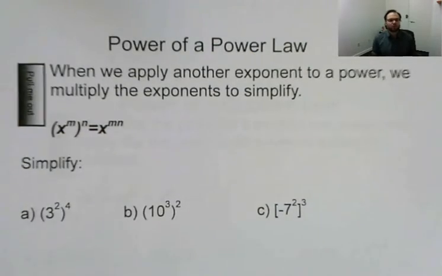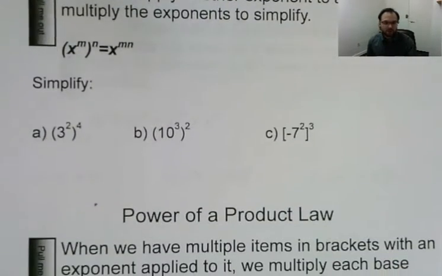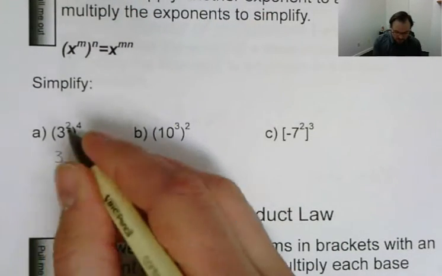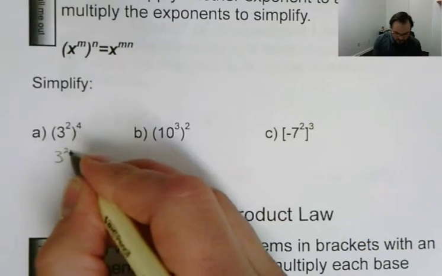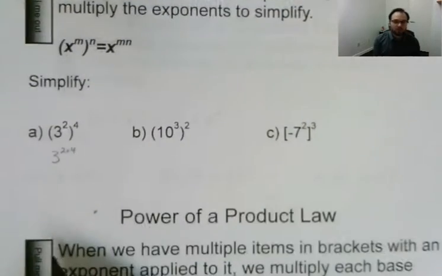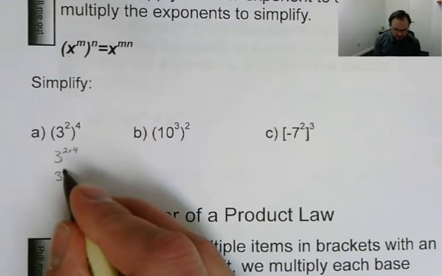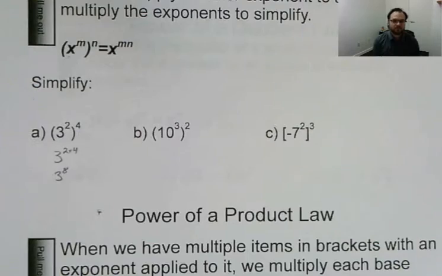So let's look at my first one here. We already did an exploratory with one similar to this. So basically what that means here is we have 3 squared times 4. We only multiply the exponents together. And that's going to end up giving me 3 to the power of 8.